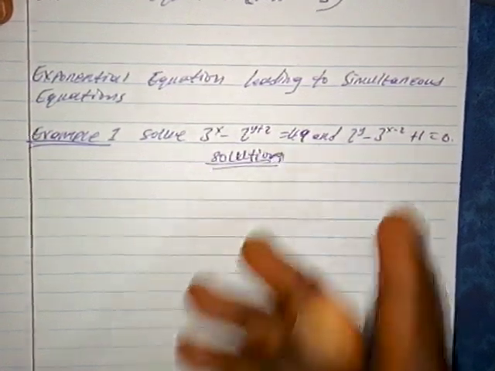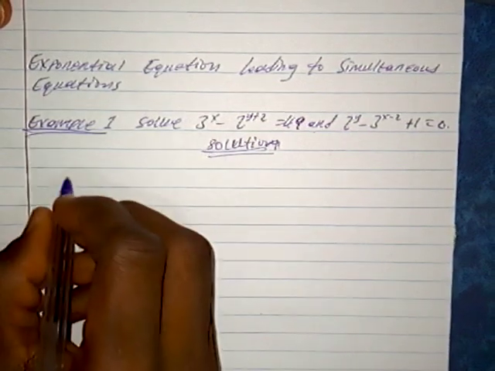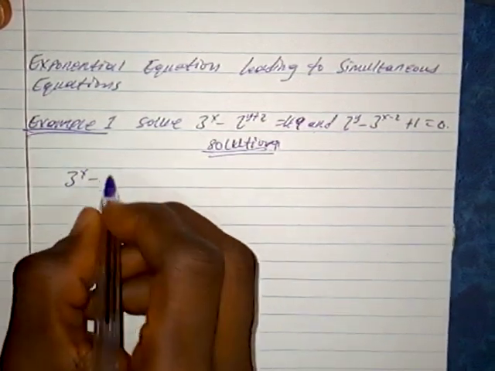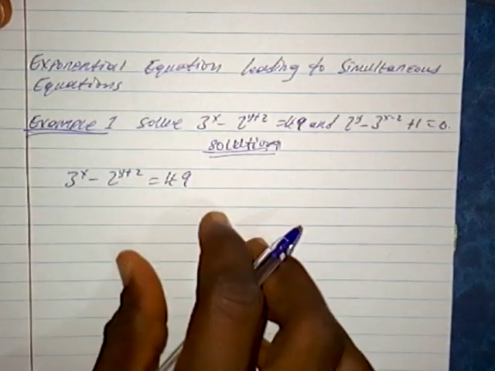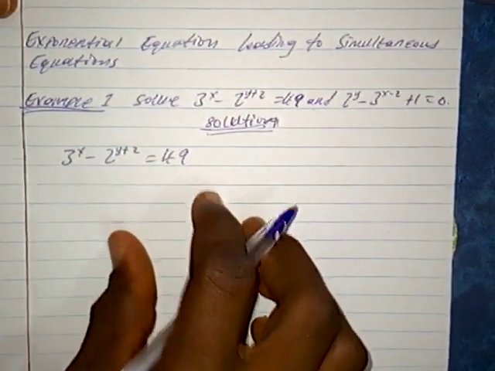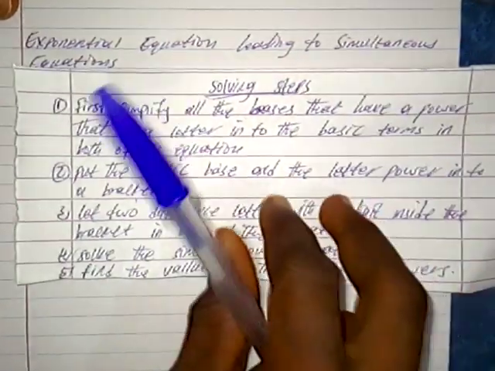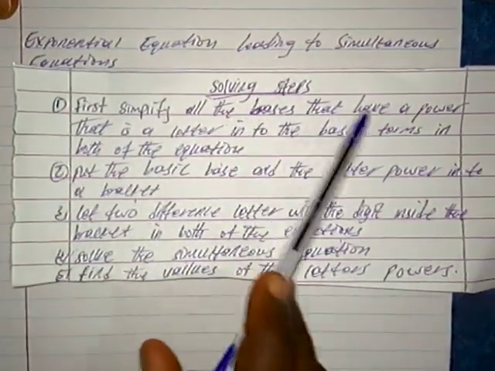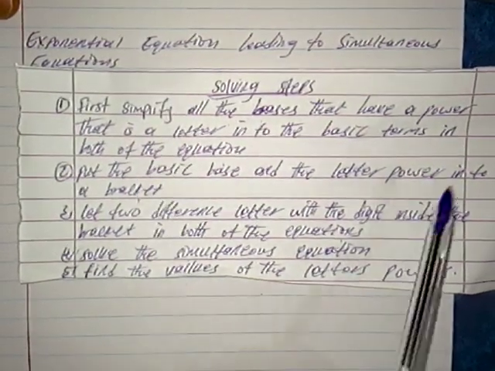By using those 5 steps I just read to you, right? Now we take the first equation, which is what? 3 raised to the power x minus 2 raised to the power y plus 2 equals what? 49. Good. What are we going to do? The first step says what? First, simplify all the bases that have a lettered power into a basic term in both of the equations. Do you see?